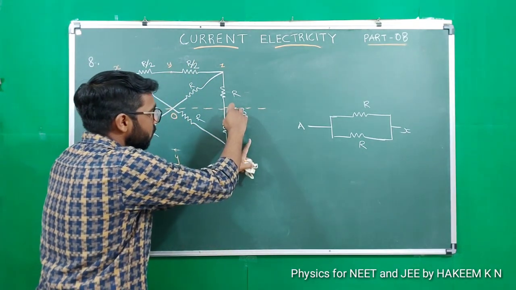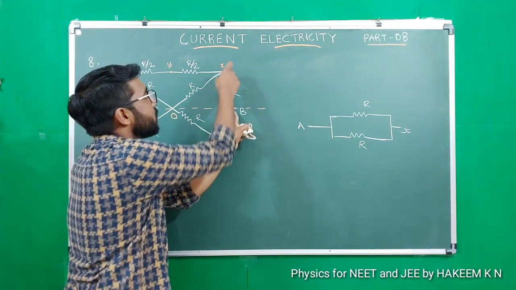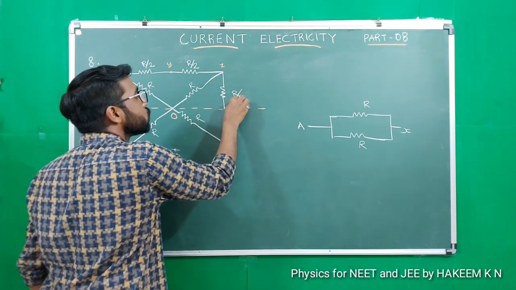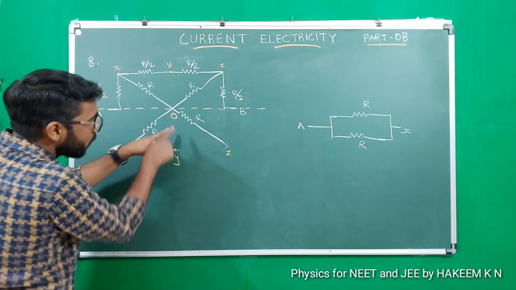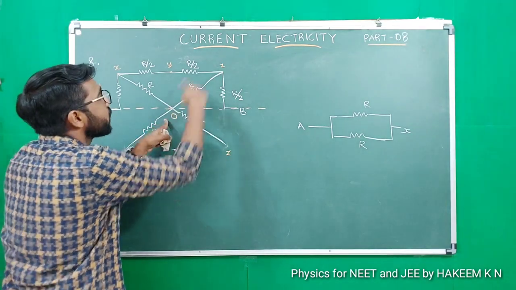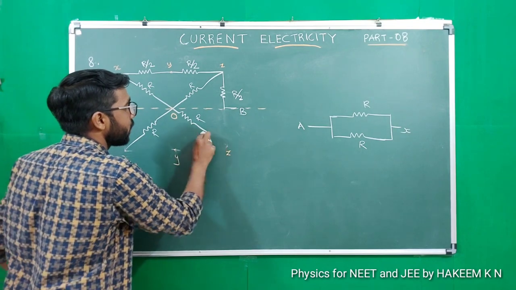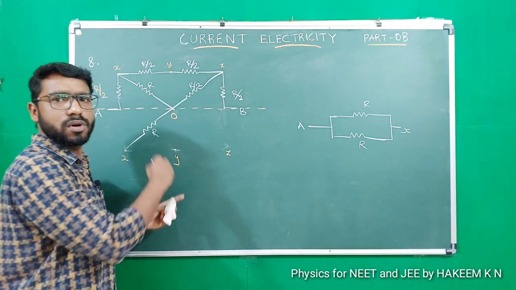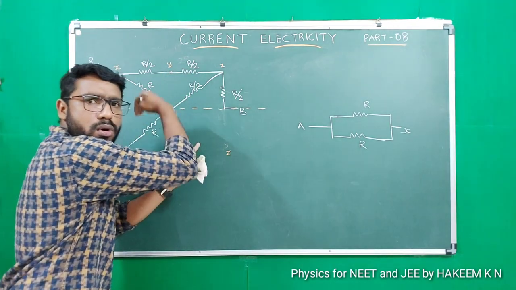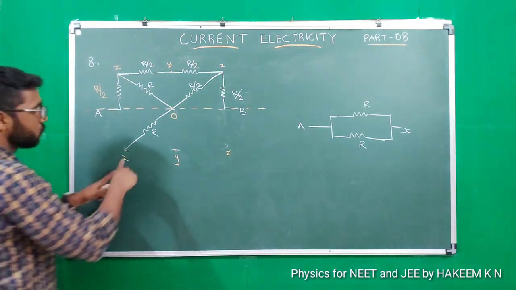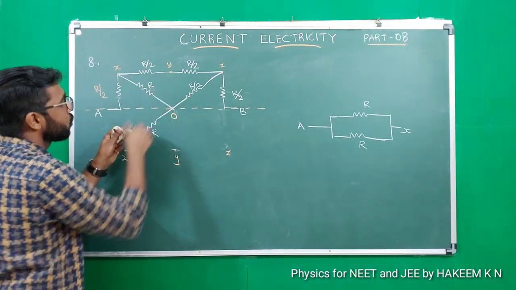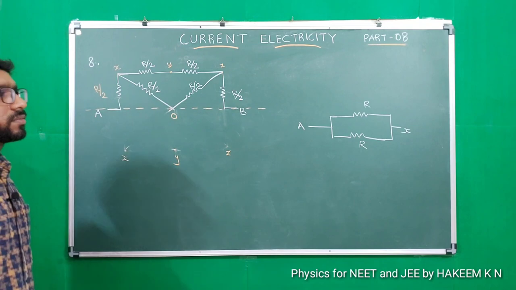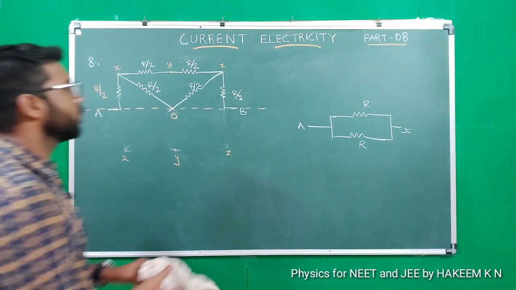Okay, now between B and Z, here is a resistance R, and here is another resistance R. You can give R by 2 here, since the parallel R's have effective R by 2. Between O and Z, here is a resistance R, and here is a resistance R, so you will get effective resistance R by 2 here. All effective resistances you should write on the upper side, or all on the lower side. Now between X and O, here is the resistance R, and here is the resistance R, then you will get R by 2 here. Now you can calculate.